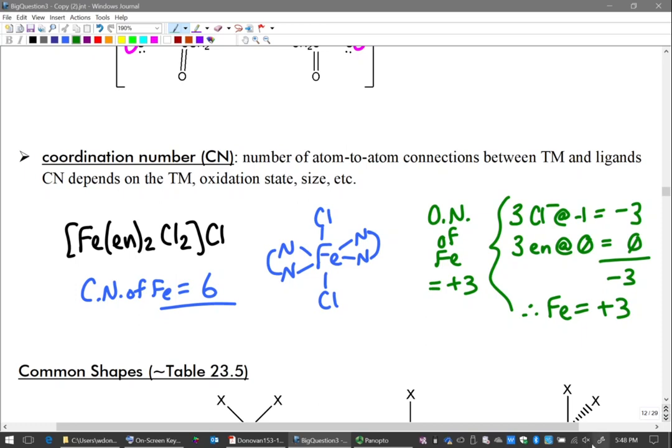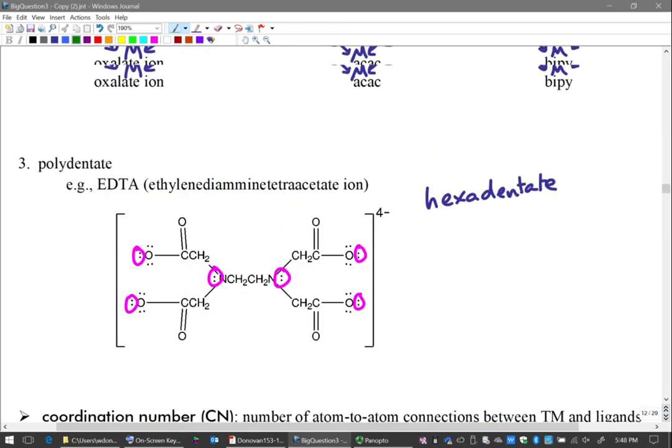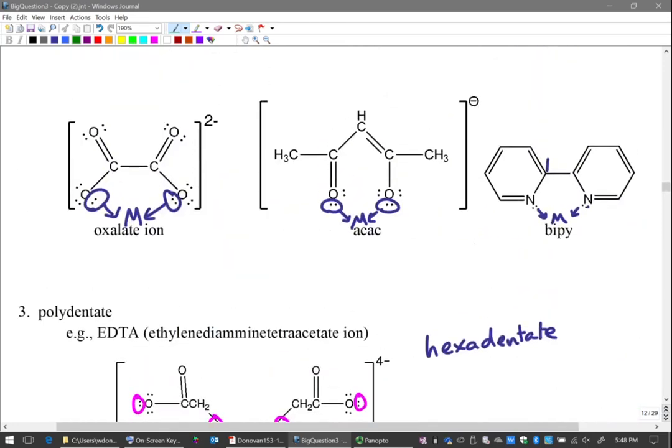As we saw up above here, there are some bidentate ligands that are charged, like acac or oxalate ion, and there are some that are neutral, like phen or en or bipy.